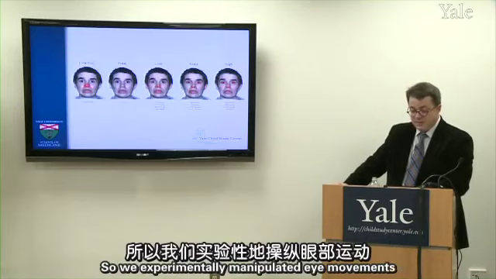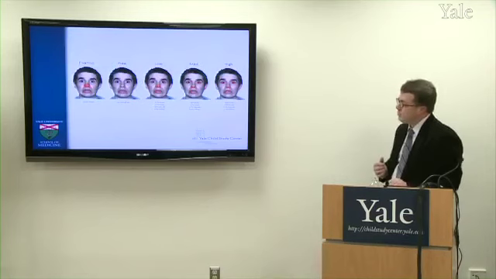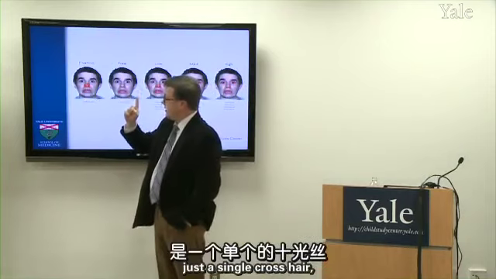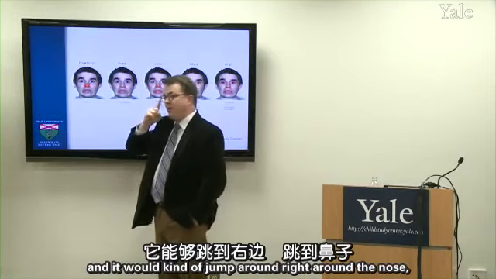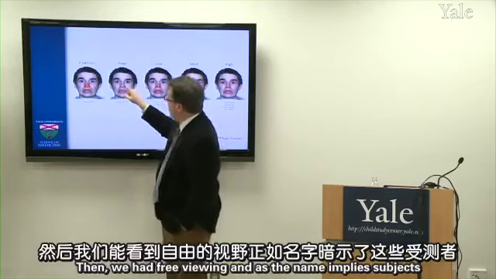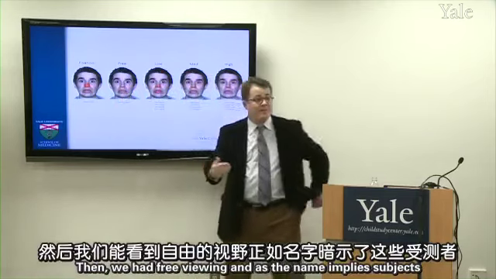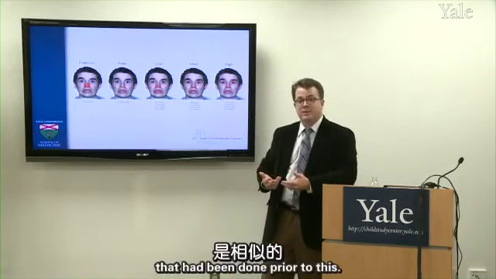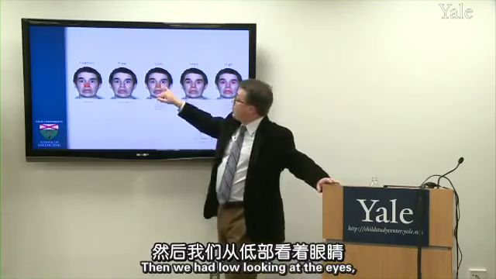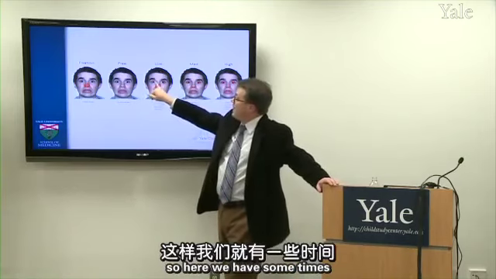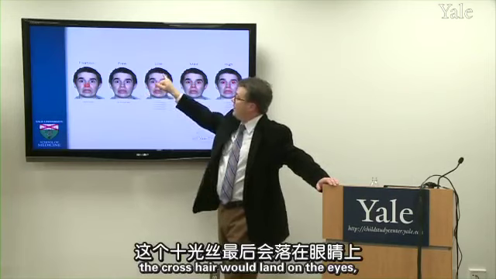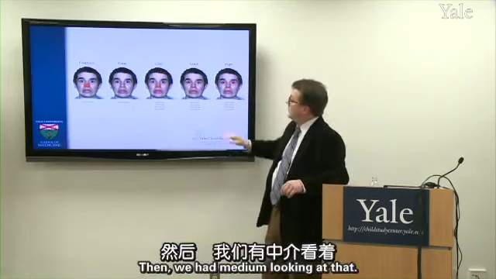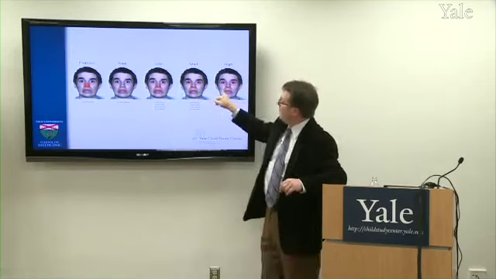So we experimentally manipulated eye movements, and we had several conditions. One was fixation. So you've got a crosshair that would appear, just a single crosshair, and it would kind of jump around, right around in the nose, the center of the face, okay? Then we had free viewing, and as the name implies, subjects were allowed to look in any way they wished, and this was very similar to all the studies that have been done prior to this. Then we had low looking at the eyes. So here sometimes the crosshair would land on the eyes, but it would also land on other features and off features entirely. Then we had medium looking at that, and then we had high.